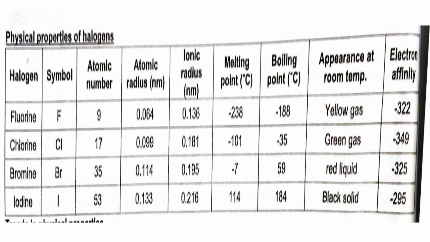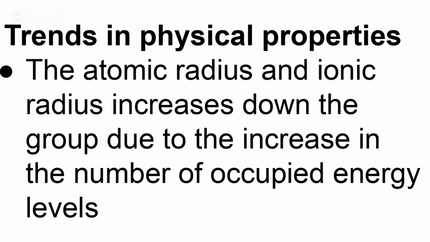Now, finally, the atomic radii. We have fluorine at 0.084, chlorine at 0.099, bromine at 0.114, iodine at 0.133. Again, the atomic radius increases down the group. So the rest we had talked about. So let's go to the discussion as to why these physical properties behave the way they are behaving according to the table. Now, trends in physical properties.